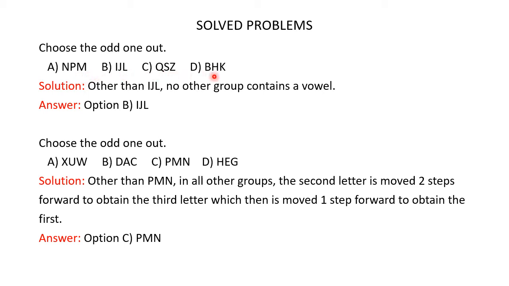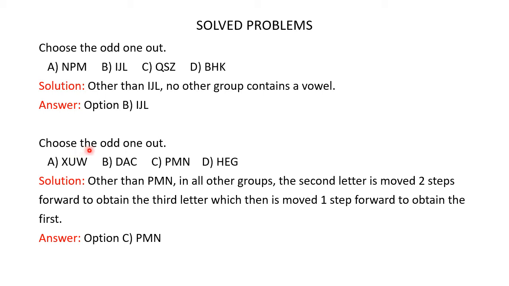When you look at these four groups of letters, you'll see that other than IJL, no other group contains a vowel. That is, in option A, NPM, there is no vowel. In option C, QSZ, there is no vowel. In option D, BHK, there is no vowel. Whereas in option B, IJL, there is one vowel, I. So obviously, option B, IJL is the odd one out. So the correct answer is option B, IJL.